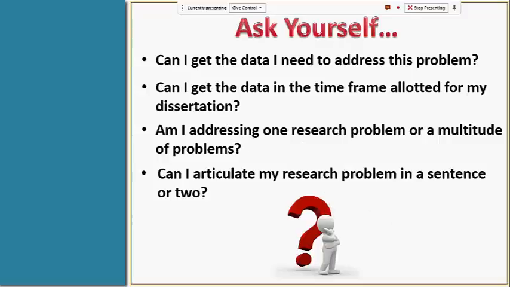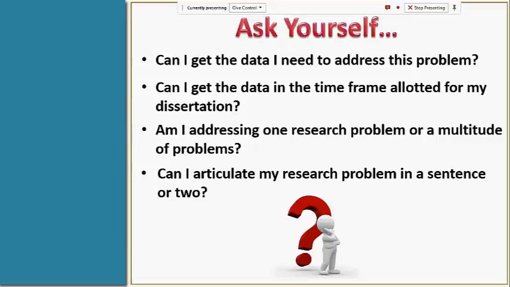And can I articulate my research problem in a sentence or two? I think this one is really important because in our head we have all of these ideas and they make sense to us. And then when we try to articulate them and say them out loud, it doesn't come out right. At least that happens to me a lot. And it's really important that you're able to express what it is that you're going to be focusing on specifically and clearly. And so that's another important part of topic development.